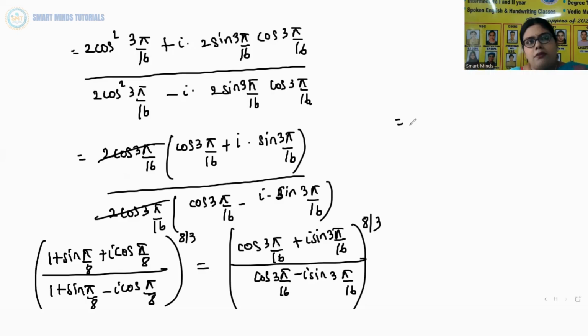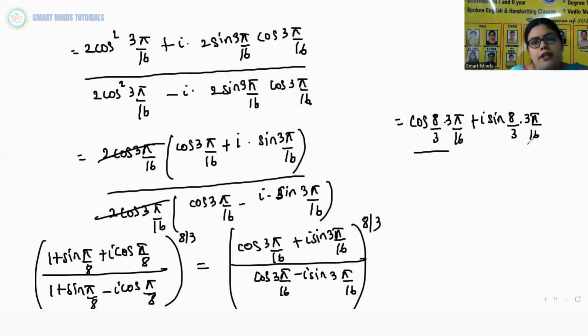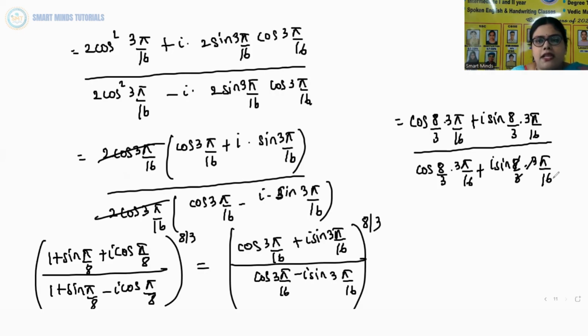Shall I apply De Moivre's theorem directly? So we get cos(8/3 × 3π/16) + i sin(8/3 × 3π/16). In the denominator also I am applying De Moivre's theorem: cos(8/3 × 3π/16) − i sin(8/3 × 3π/16). The 3s cancel, 8 ones are 8, 8 twos are 16. Same here also.